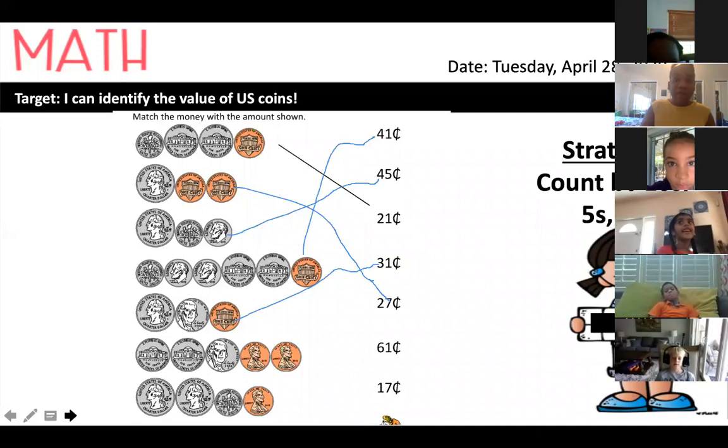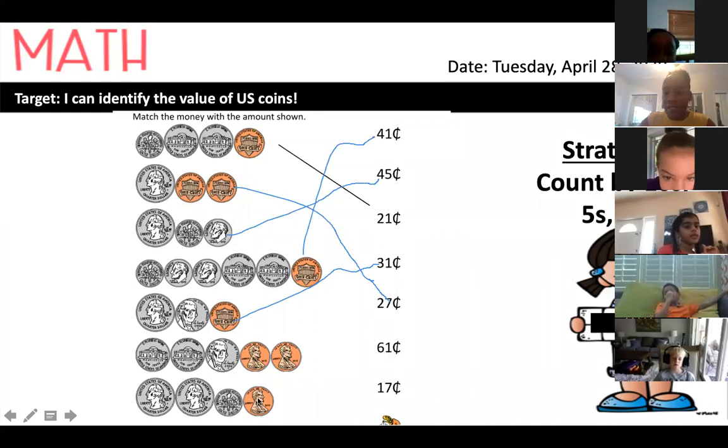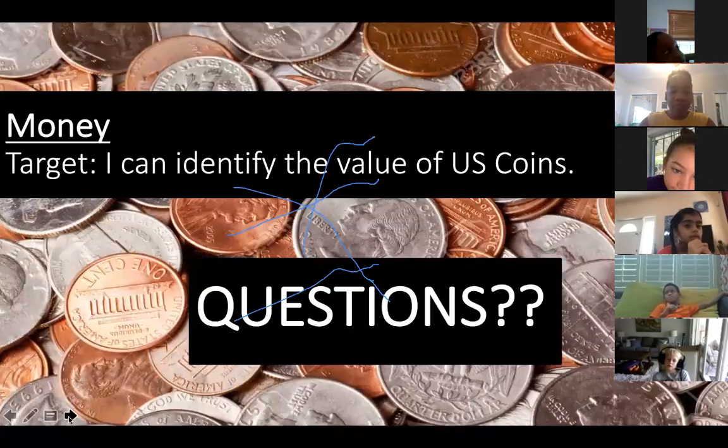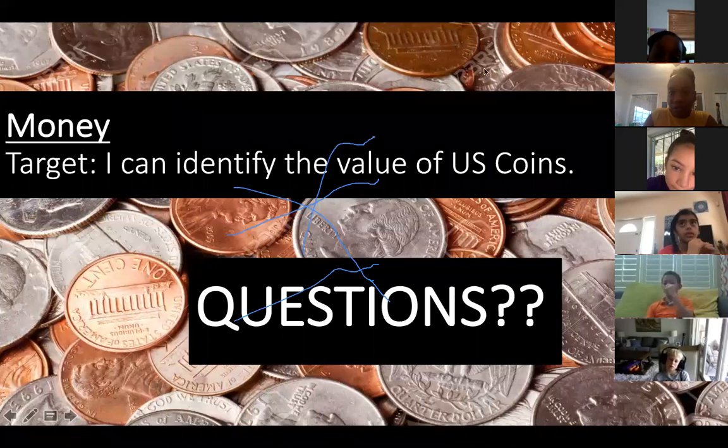Okay, guys, we have to move on. So this one will be 61 cents, okay? Because 25 plus 25, we know is 50, and 50 plus 10 is 60, and 60 plus 1 would give us 61, okay? So let's move on.